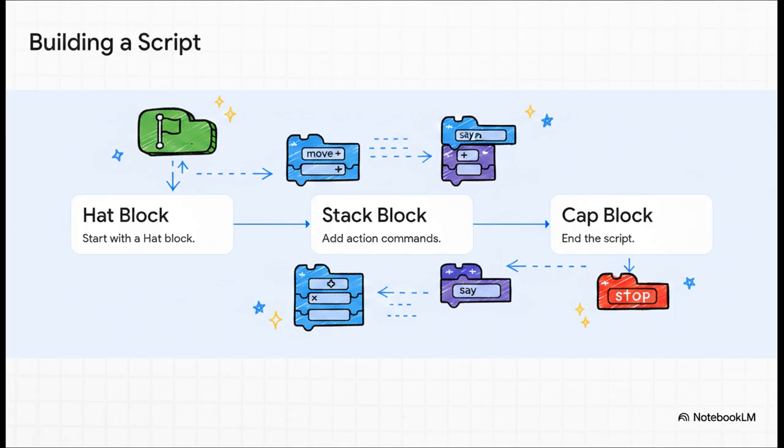These are your triggers, like when the green flag is clicked. From there, you snap in your middle stack blocks, which are the actual actions happening in the scene. And then usually you'll cap it all off with, you guessed it, a flat-bottomed cap block. This just tells the program, okay, stop running this specific script. It's incredibly logical once you get the hang of it.